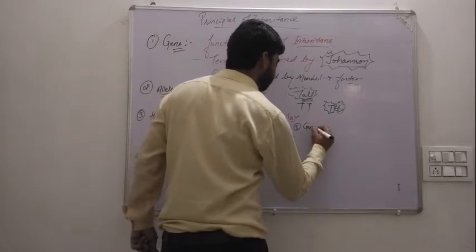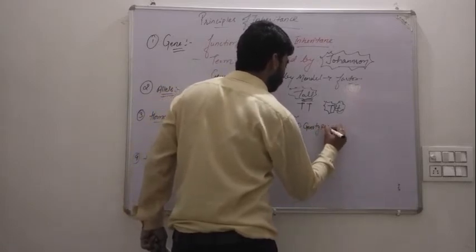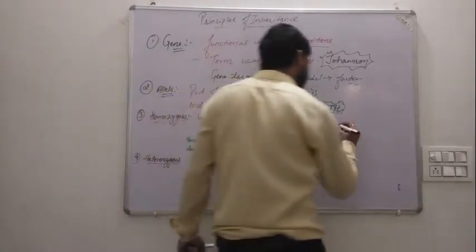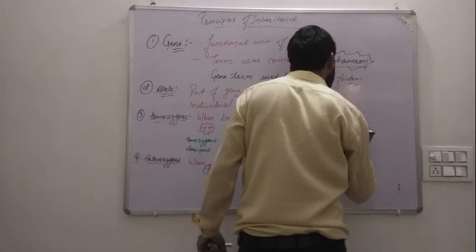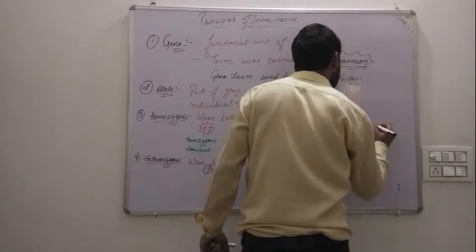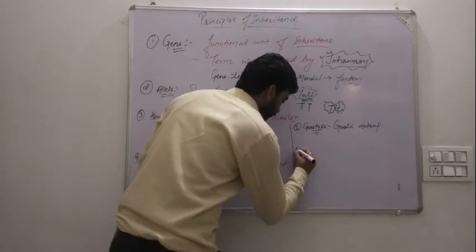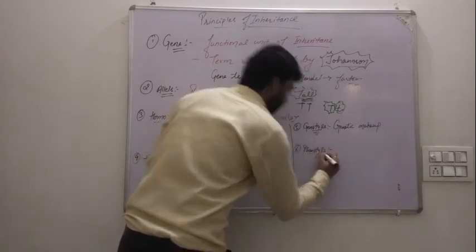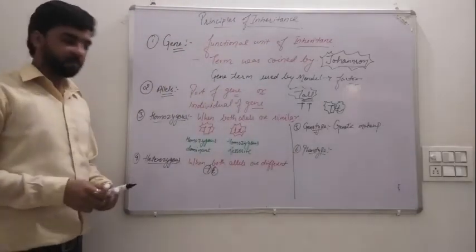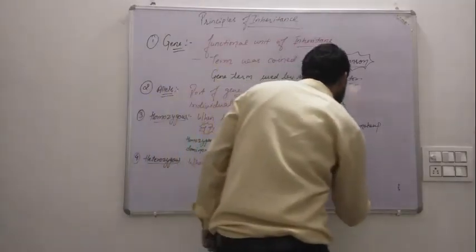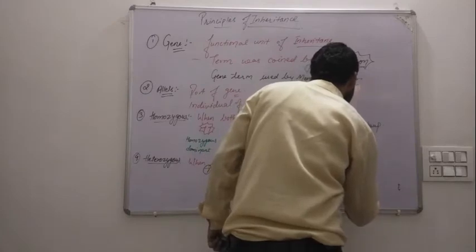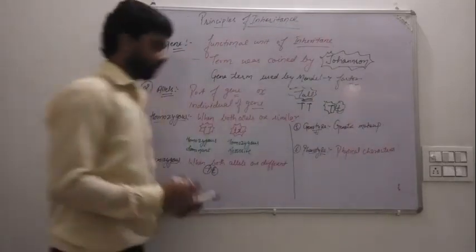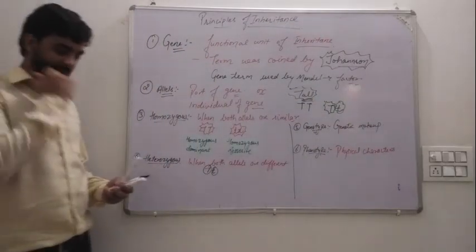Fifth is genotype. Genotype means here the genetic makeup. Phenotype here represents physical characters. What's the meaning of genetic makeup and physical character here?